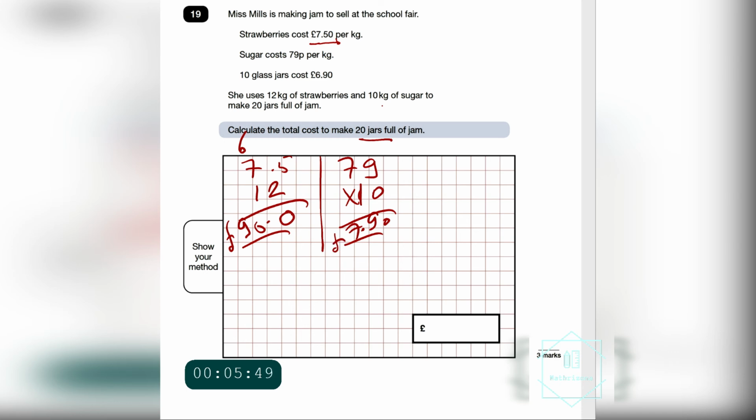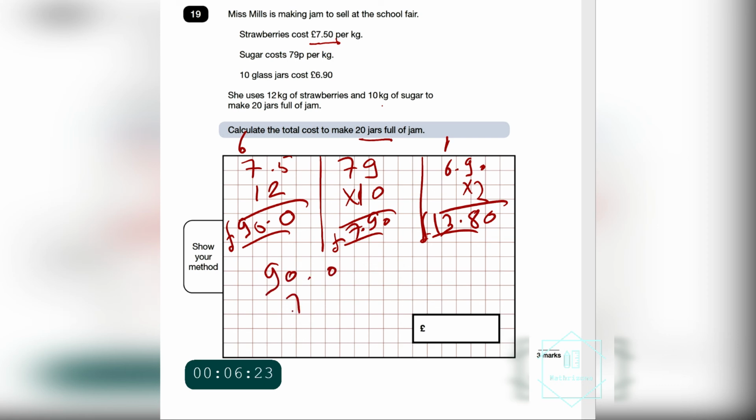Okay, 10 glass jars cost 6.9, and this is the cost of 10, and we have to calculate the cost of 20, means 2 times, because 10 times 2 is 20. That means that will be 2 times this. 2 times 0, 2 times 9 is 18, and carry forward, 2 times 6 is 12 plus 1, 13. So that's the total cost of strawberries, sugar, and jars. So let's sum up all these three together, and that will be the cost of 20 jars full of jam.